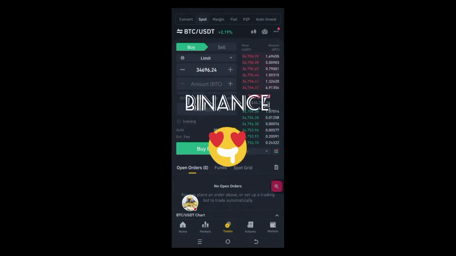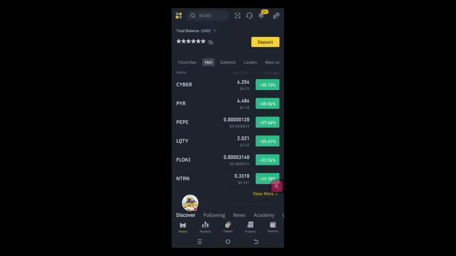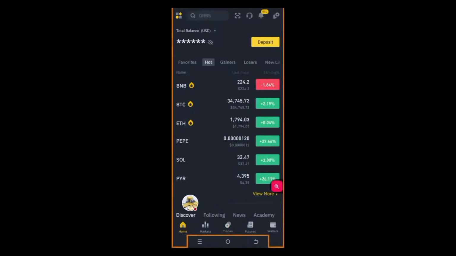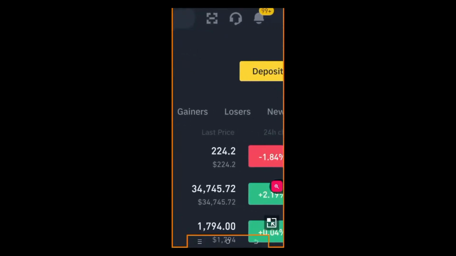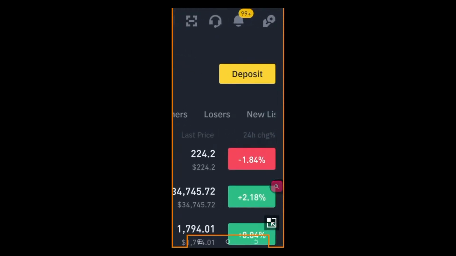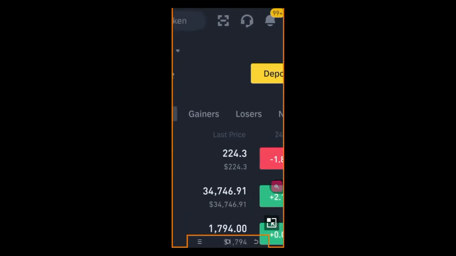Let's go ahead, and for spot trading, I love to use gainers, right? And you can use any of these. Let me just enlarge this. You can use gainers, you can use losers, you can use new listings. But my all-time best is gainers.